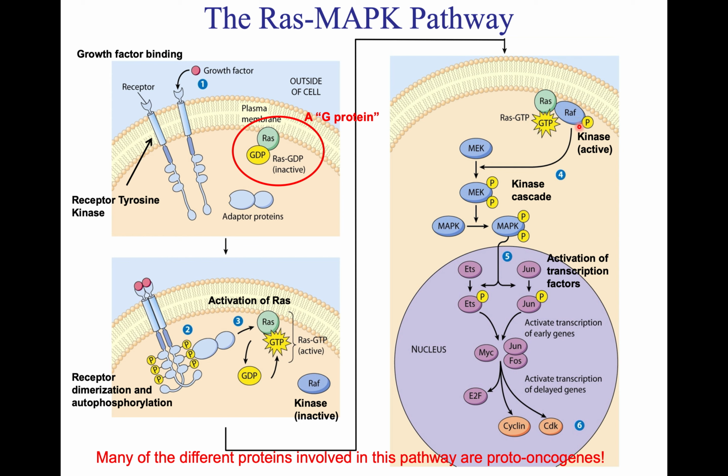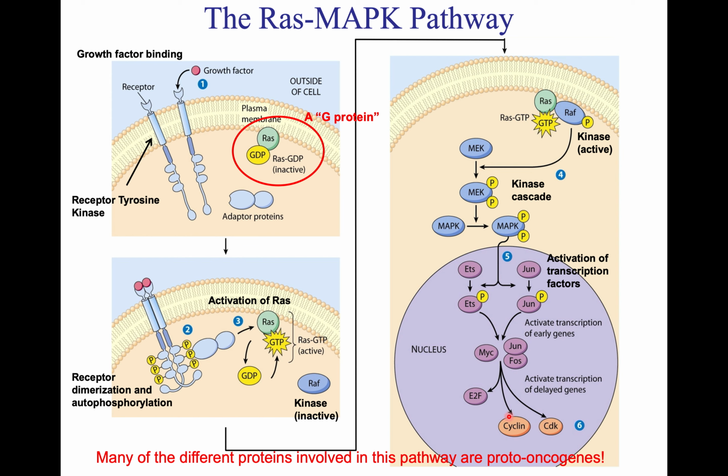So in this case, we've got the RAF kinase phosphorylates this inactive MEK kinase. Once it becomes phosphorylated, it's now active, and it will phosphorylate the inactive MAP kinase. Once it's active, it will phosphorylate transcription factors. We've got sort of two branches here, ETS and JUN.